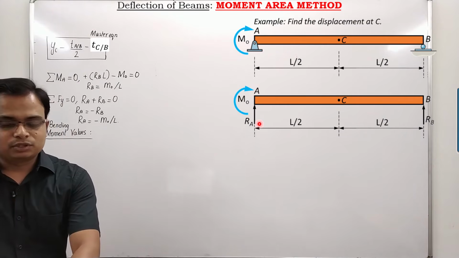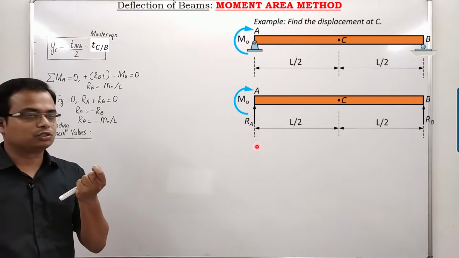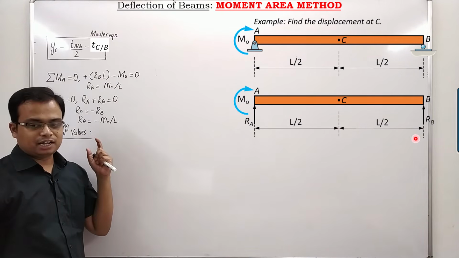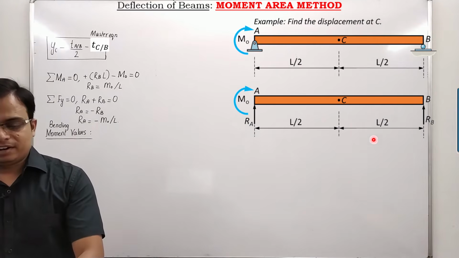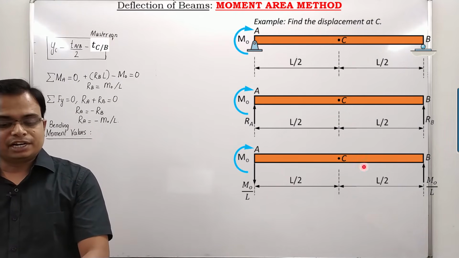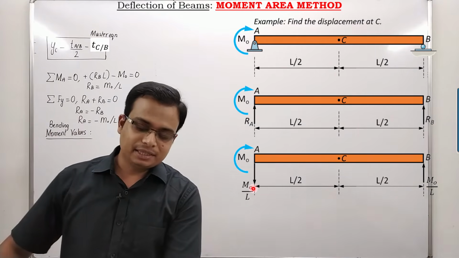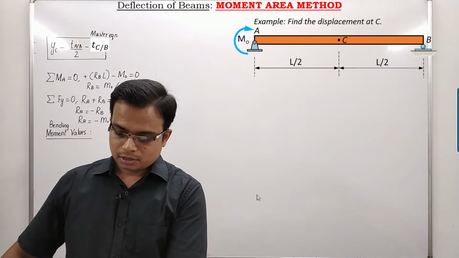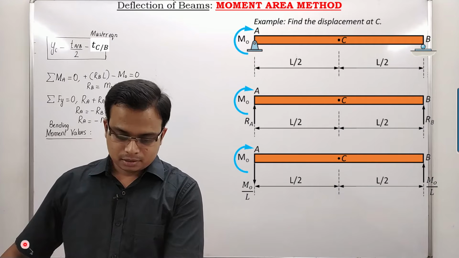And finally, it would look something like this. Let me reverse the direction. The magnitude of both the reactions, RA and RB, is the same, M naught over L. When you reverse this RA, this is what you get: M naught over L in the upward direction, and M naught over L in the downward direction. Let us go back just a second.